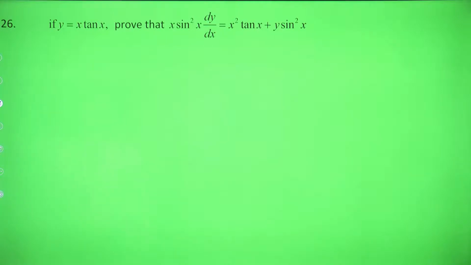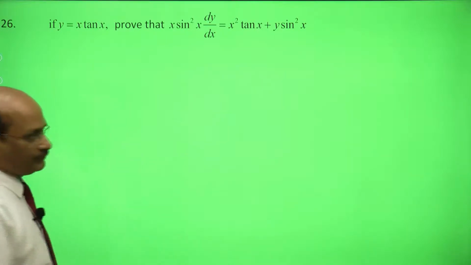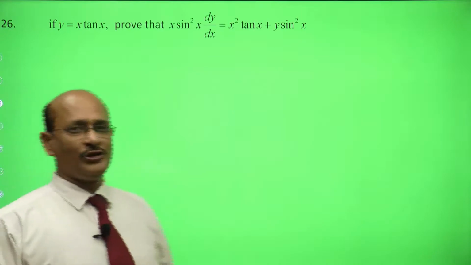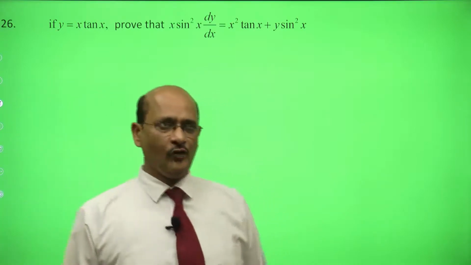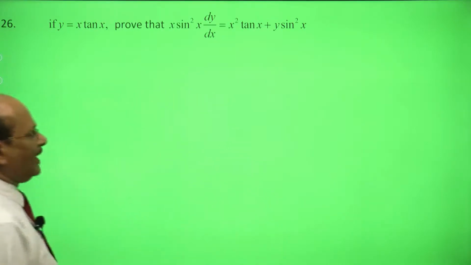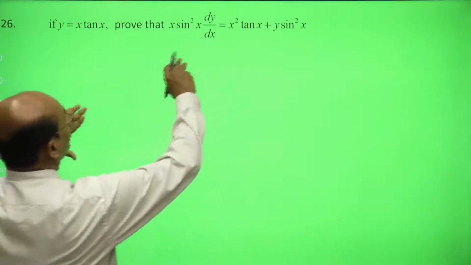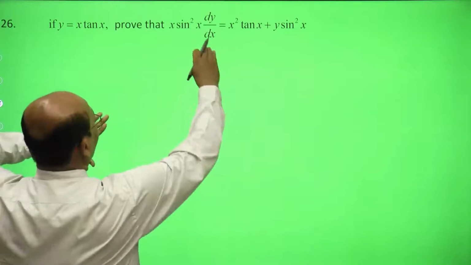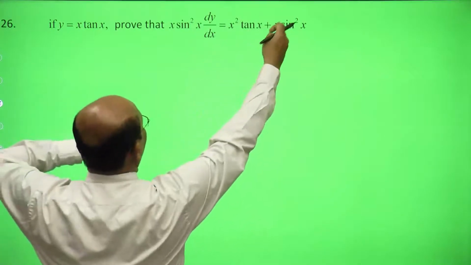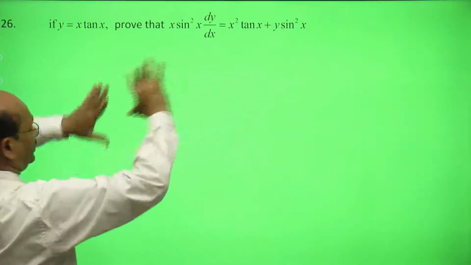Okay, great. Whenever you have a proof, I am the first one to jump in to solve the question. You know why? Because there are sometimes many challenges in the proving part. Now, by the way, I want to understand what the proof is. They are asking prove that x sin square x dy by dx is equal to x square tan x plus y sin square x. So it's a little bit catchy, this thing.